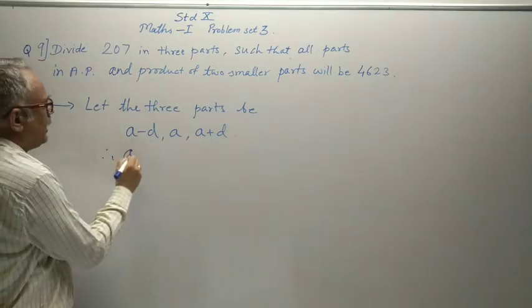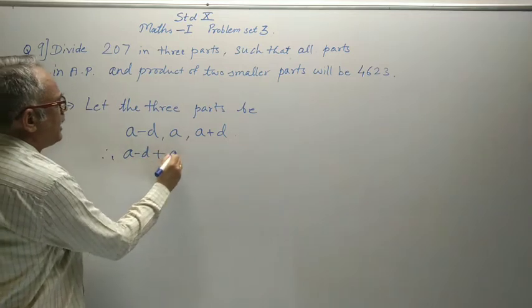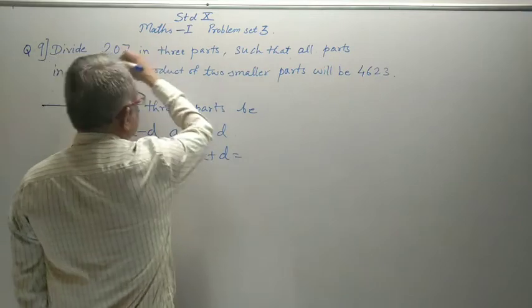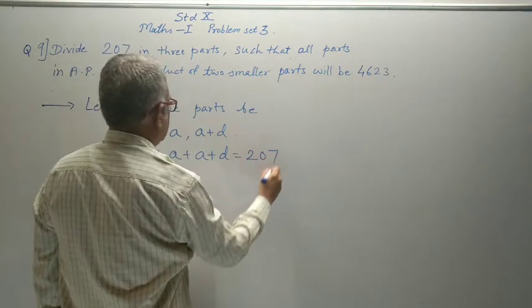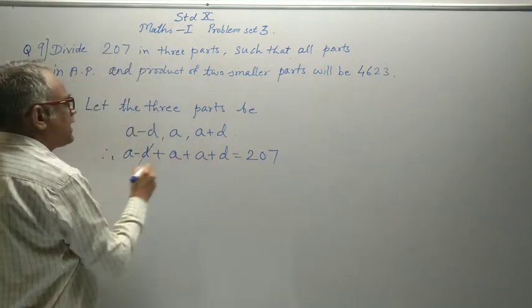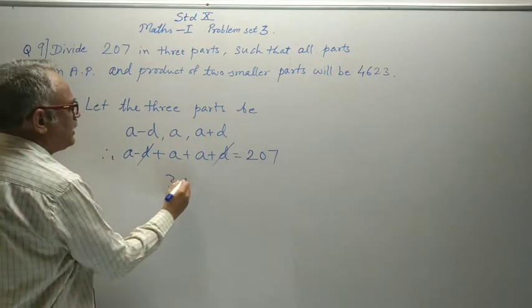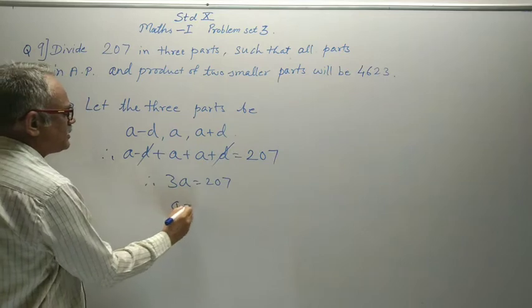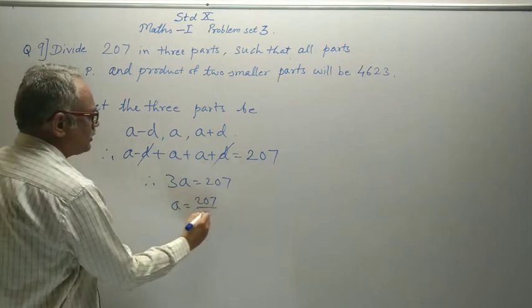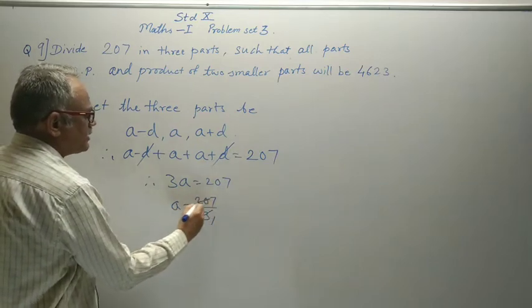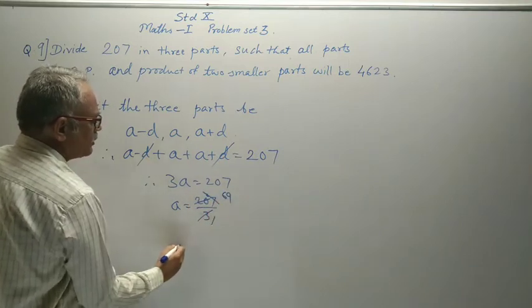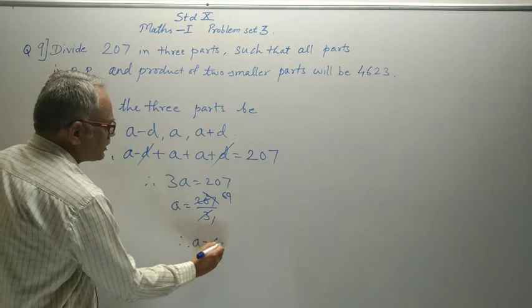Therefore, A minus D plus A plus A plus D, the sum of all three is total 207. Minus D plus D cancelled. 3A is 207. So A is 207 upon 3. 3 6s are 18, 2 remain, 3 9s are 27. So what is the A value? 69.